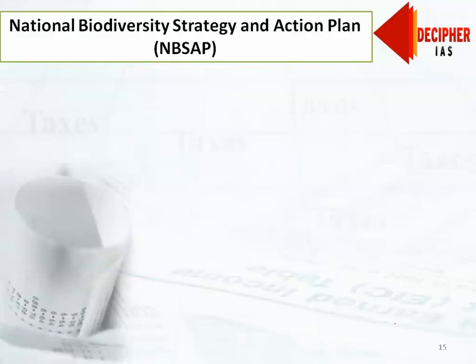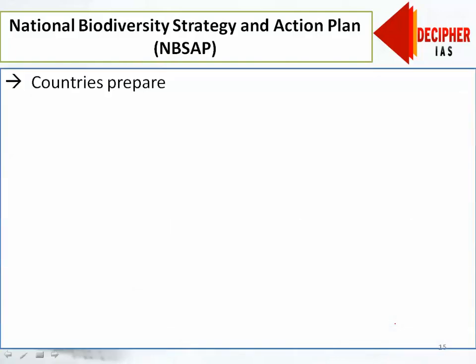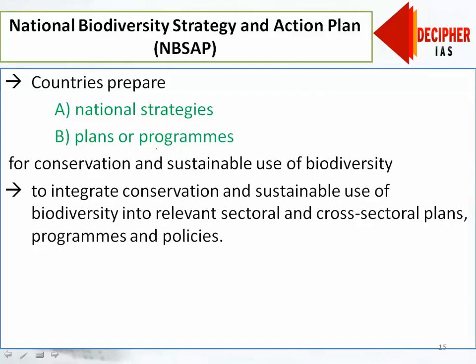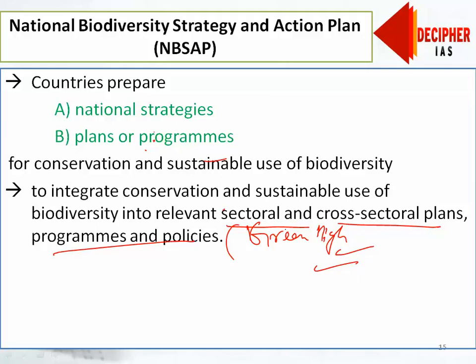Now, what is National Biodiversity Strategy and Action Plan? Now, these plans, as you know by the name, national means nation itself decides. Hereby, the countries prepare national strategies, plans or programs for conserving and sustaining the use of biodiversity. Then they integrate this conservation and sustainable use of biodiversity into relevant sectoral and cross-sectoral plans, programs and policies, like green highways policy. So these kind of policies include within them the biodiversity initiatives too.